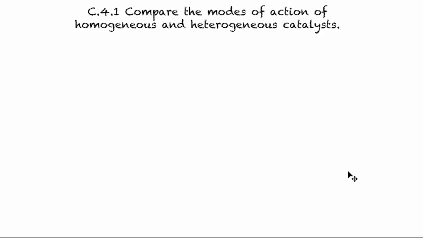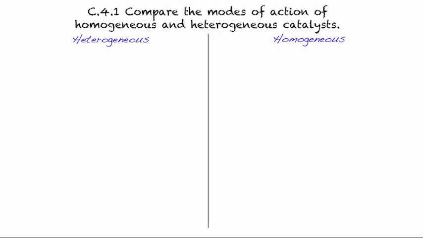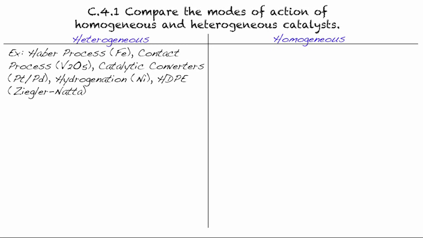Welcome to this video, C.4.1, part of the Chemistry and Industry option. We are going to compare the modes of action, or in other words, how these work, of homogeneous and heterogeneous catalysts. Catalysts are part of the core, and we're just going to extend this a little bit deeper to look at two different types and see how they work. I'm going to do this as a chart where we compare the two different ones.